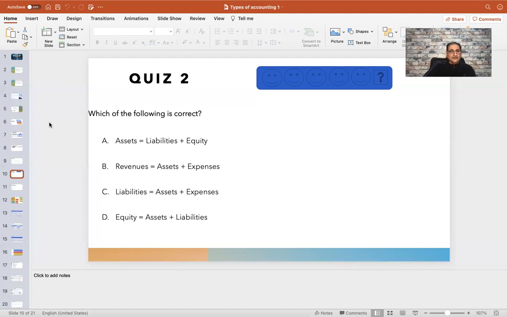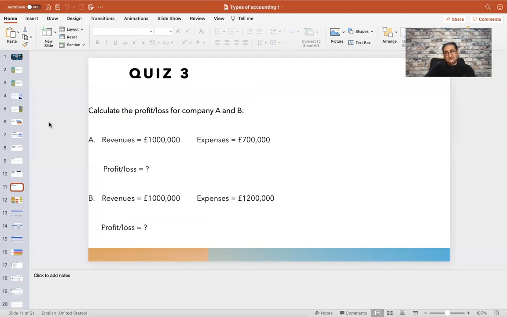Okay, so now I am moving to the next statement. There is another quiz. So we need to calculate the profit or loss for company A and company B. So for company A, revenue is given, which is 1 million. Expenses are 700,000. So you need to calculate the profit or loss. So what do you think? How much, is there any profit first? That is the first question. And the second one is, what is the amount of profit or loss?